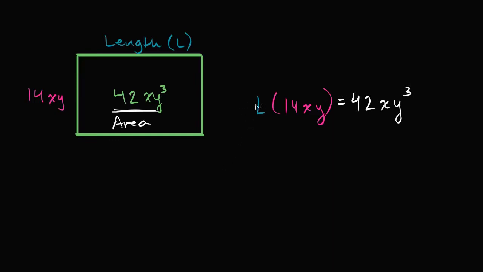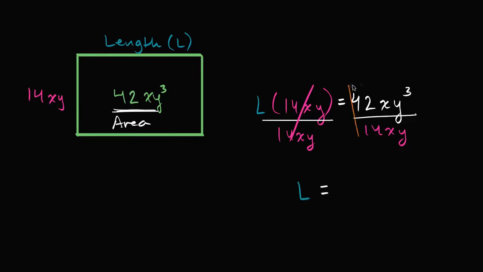So how do we solve for our length? Well, we can just divide both sides by 14xy. So let's divide the left-hand side and the right-hand side by 14xy. Now on the left-hand side, I'm multiplying by 14xy and dividing by 14xy. That's the same thing as just multiplying or dividing by 1. So that cancels out. So I'm just left with L, or our length, which is the whole point of dividing both sides by 14xy.